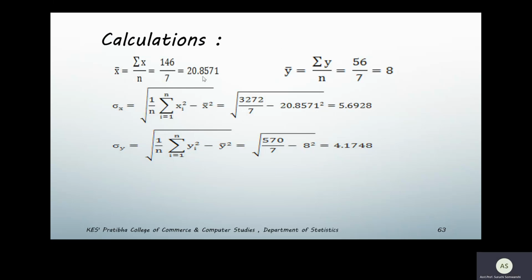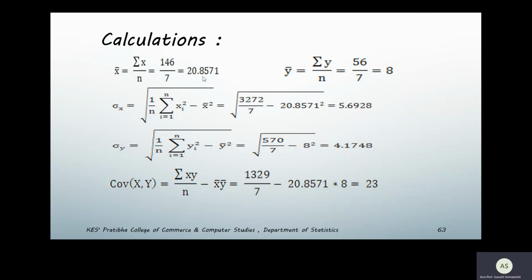After calculating the standard deviation of x and y, we have to calculate the covariance of xy. The covariance of xy is calculated by using the formula summation of x into y upon n minus x bar into y bar. So the summation of x into y is 1329, which is calculated in the above table, divided by 7, which is the total number of observations in the data set, minus x bar into y bar, which is 20.8571 into 8. If we calculate these, we will get 23.